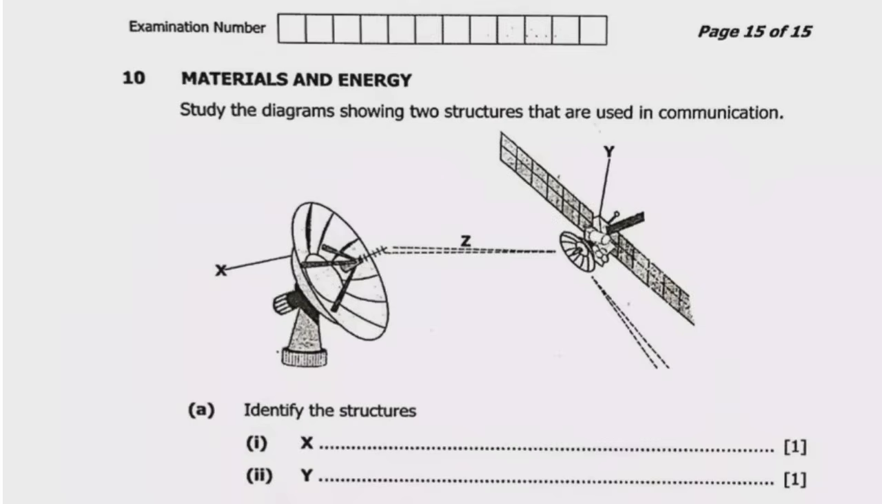We come to question 10, which is coming from the topic of materials and energy, and the question is as follows. State, with diagrams, 2 structures that are used in communication. So we have got the diagrams there, then we have got X and we have got Y, and we have Z there. Let me talk about these parts, Y and X.